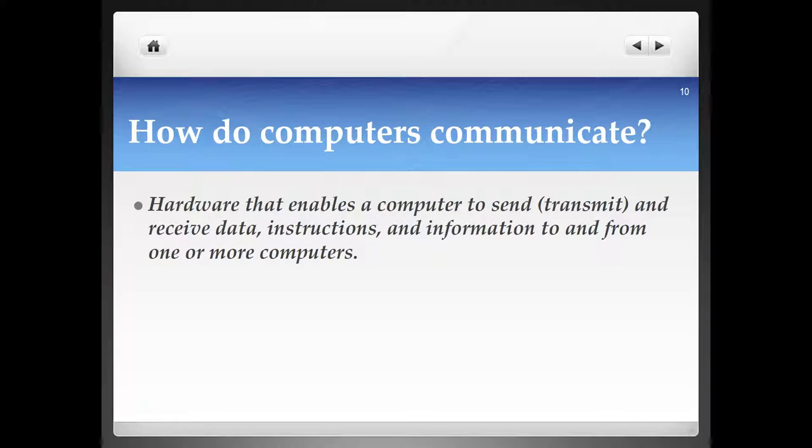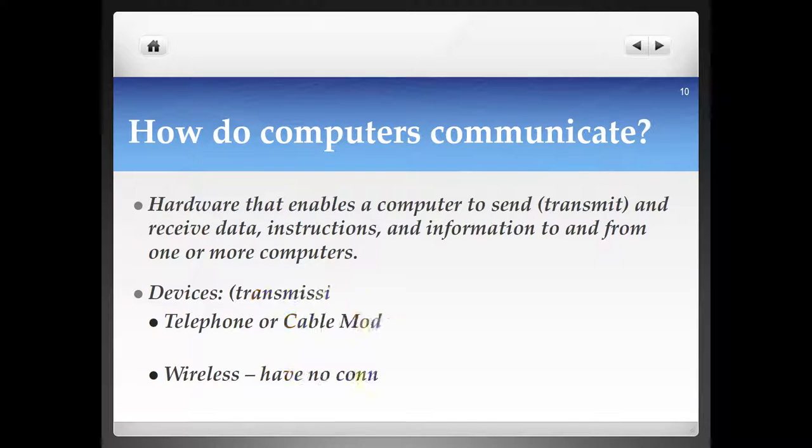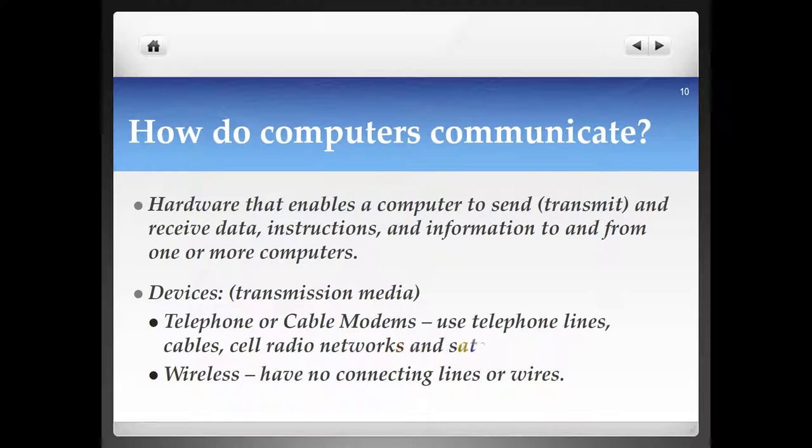For instance, if your computer is not networked, you are not going to get on the internet, because the net in internet stands for network, and the inter stands between. So the internet is between networks. There are devices that help your computer to communicate, that help it to transmit.